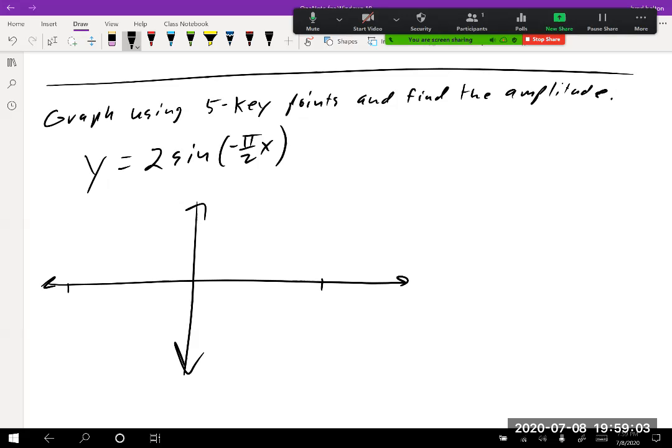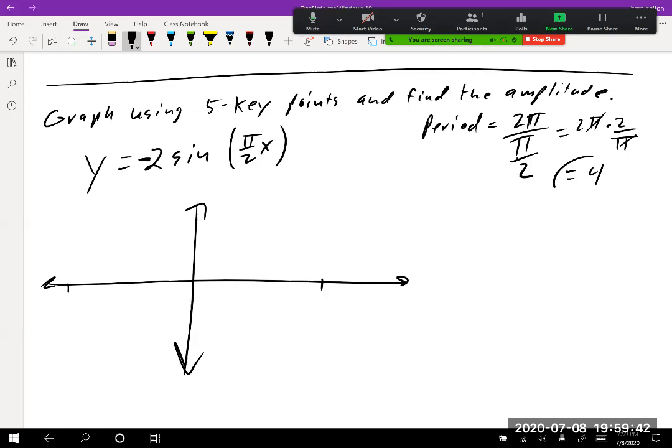Okay, so the first thing you always have to do is find the period. So the period is equal to 2 pi, because it's a sine function, divided by, oops, I don't think there was a negative in here. Sorry about that. This is just a plain old positive pi over 2. I messed that up. So it's 2 pi divided by pi over 2. Well, that would become 2 pi times 2 over pi, would it not? So then the pi cancels, and that becomes 4. So our period is now 4.